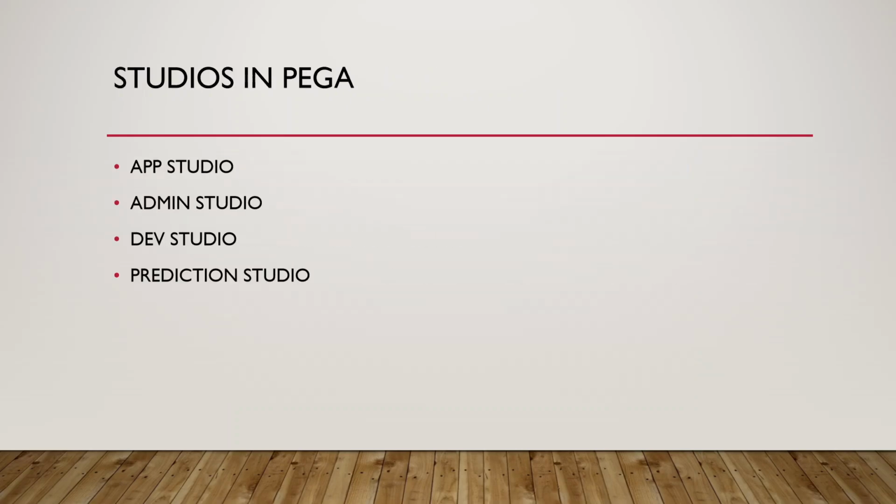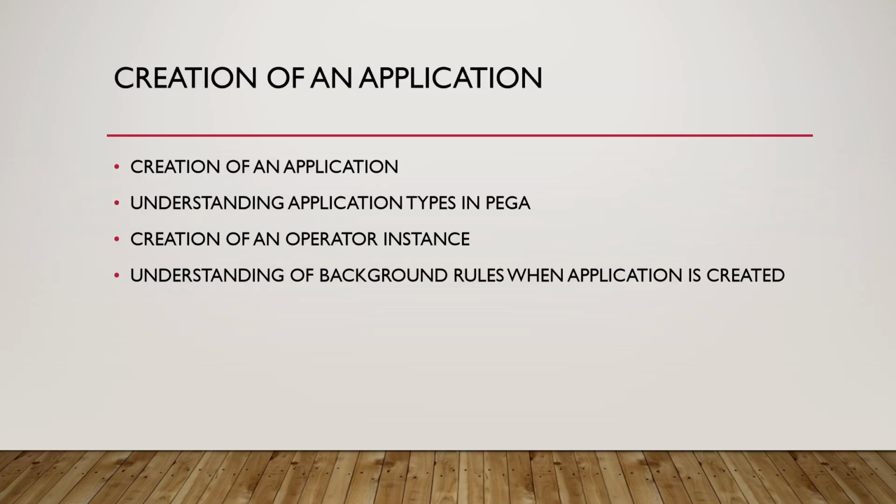So studios in Pega, which we have already gone through yesterday. Now let's jump into the other topic called creation of an application. So what's an application in Pega? Application is nothing but a rule. Each and everything that you develop is considered as a rule. So application is also a rule. Creation of an application is something which we'll be learning today.